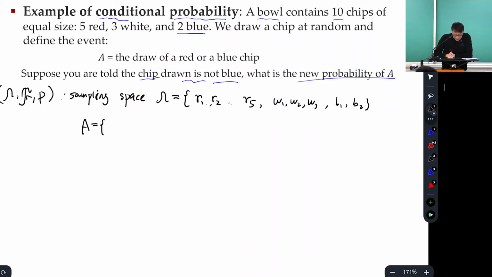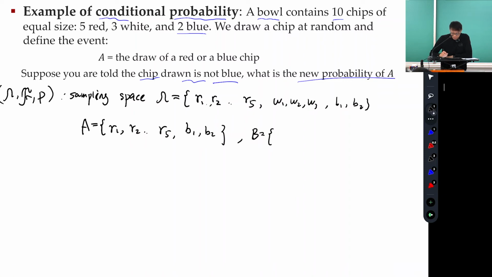What about the event A? Oh, event A is a red or a blue, sorry. So that's R1 through R5, and the 2 blues, B1, B2. What about B? It's not blue, so that will be R1, R2, all the way to R5, and W1, W2, W3. That's B.